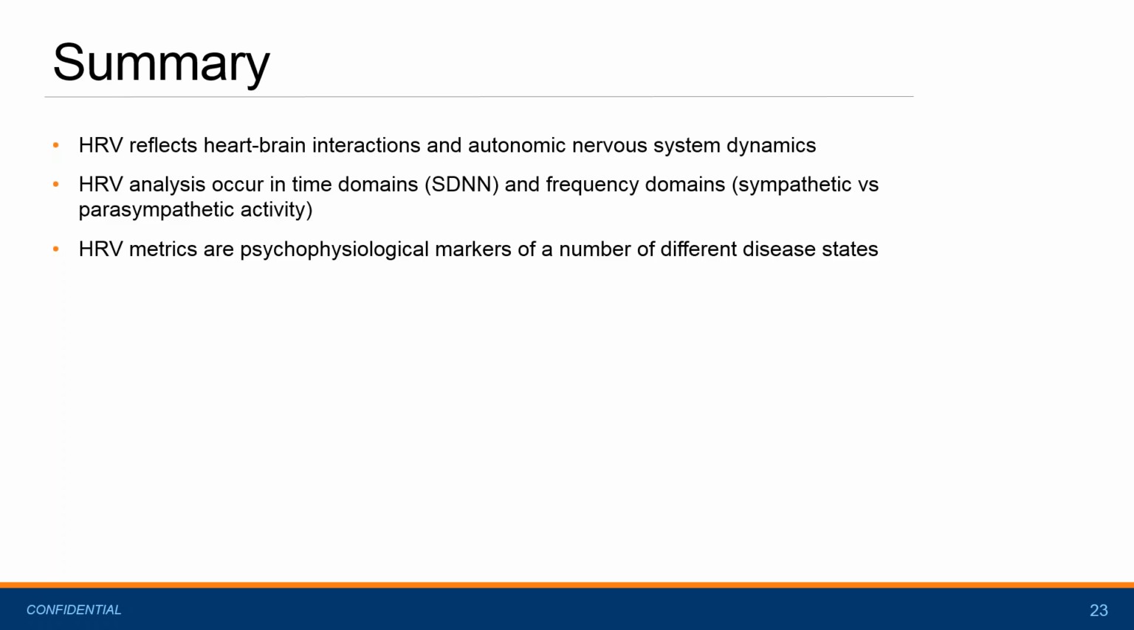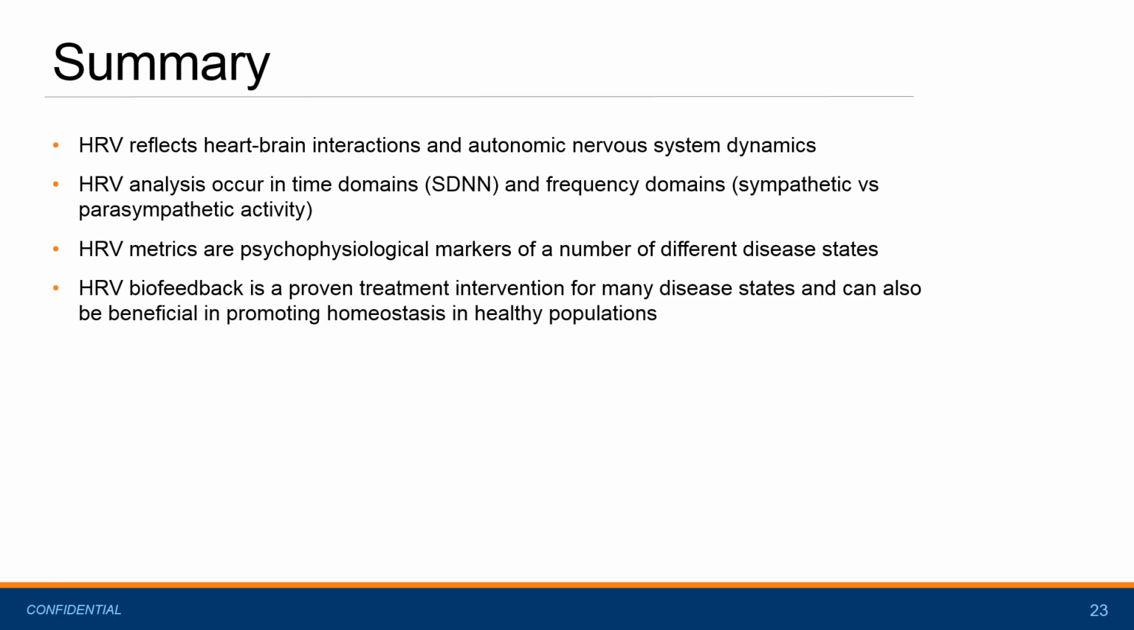So not specific to one disease state, but really applicable to a whole slew of different types of patients, different symptoms that can give you insight, sometimes to facilitate differential diagnosis, sometimes to really guide a treatment plan. Maybe it's not anxiety manifesting in the brain. Maybe it's anxiety manifesting in the autonomic nervous system, and that's where we need to correct. And we talked about how heart rate variability biofeedback is a proven treatment intervention for a lot of different disease states, and it can be beneficial in promoting homeostasis in healthy populations.